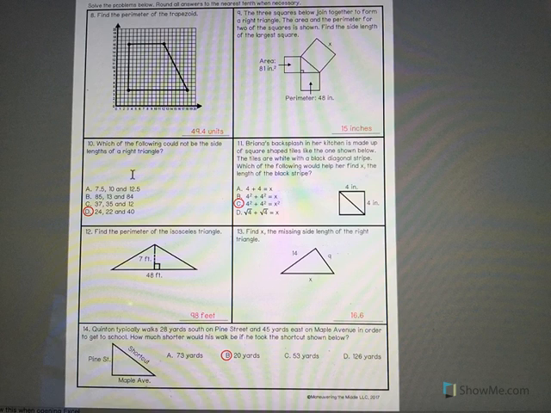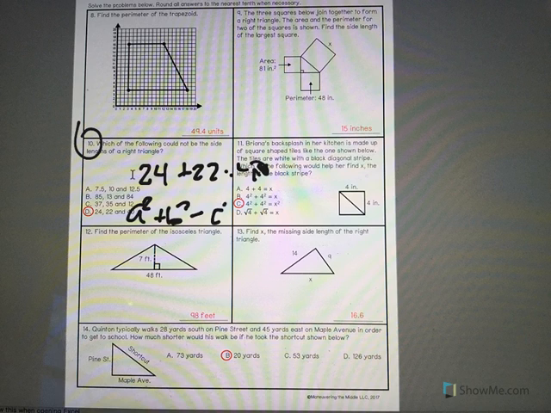Okay, number 10 is pretty easy. You just take the longest side, which is always c squared. If I was looking at the answer, which is 40, it would have to be set up as 24 plus 22 equals 40. Make sure that a squared plus b squared equals c squared, so you've got to square root each of these to see if they work. Okay, let's continue on.